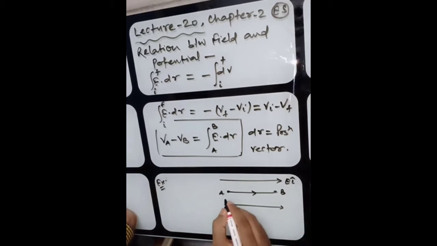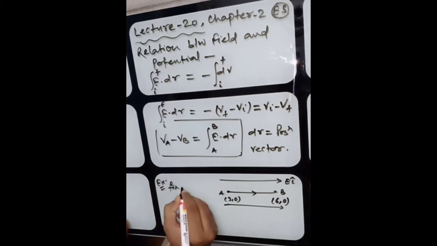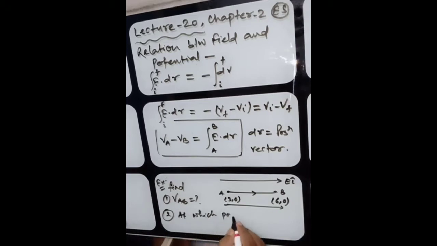The coordinates given are 3, 0 for A, and since we are changing along the x-axis, suppose B is 6, 0, and y is not going to change. You have to find V_AB first, and the second question is at which point the potential is maximum.